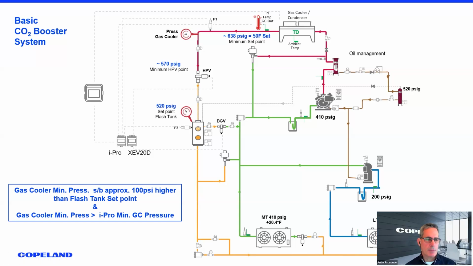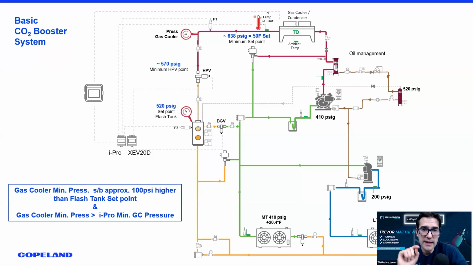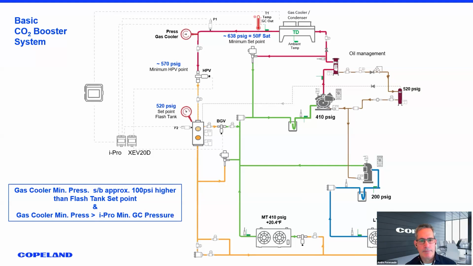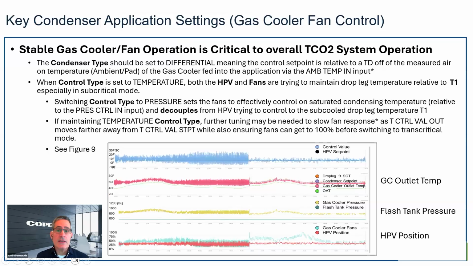Correct. That's 3 different set points. You've got a minimum gas cooler set point, you've got a minimum high pressure set point, and then you've got your target flash tank set point. Correct. Okay, great. And inside the iPro, you would set those 3 parameters up, correct? Correct. Yep.